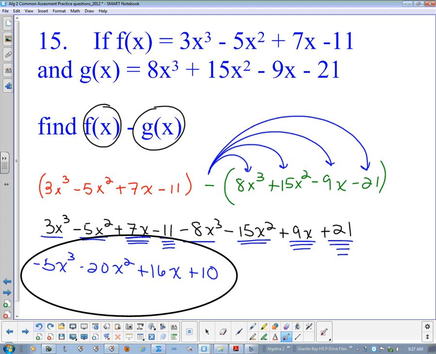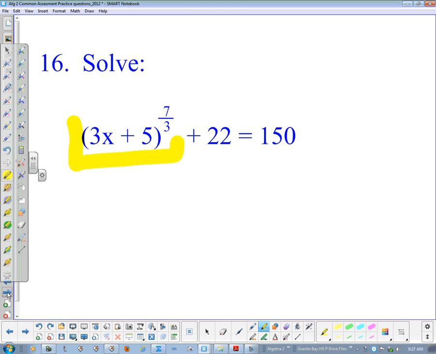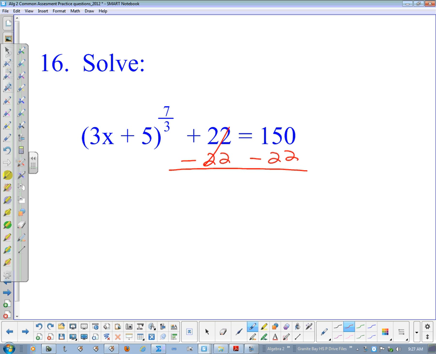Easy? All right. Moving along, solve this. All right. We've got to make sure that you get this portion of the equation alone first. Whatever is e raised to the exponent, get it alone first. So we've got to take that 22 and subtract it on each side. 150 minus 22 is going to be 128.